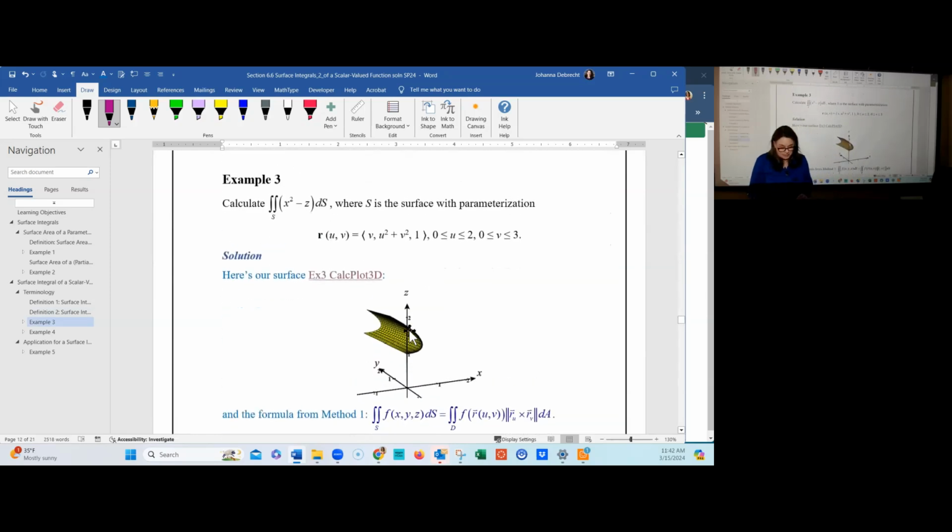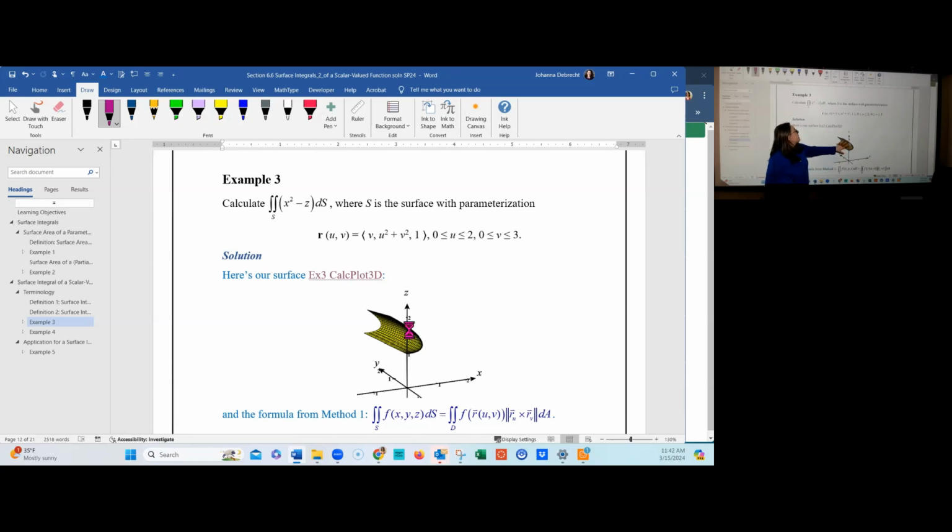Let's take a look at example 3. So in example 3, we're given a surface with parameterization v comma u squared plus v squared comma 1. U varies from 0 to 2 and v varies from 0 to 3.